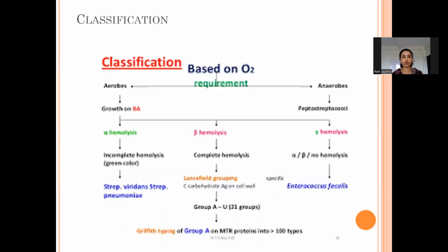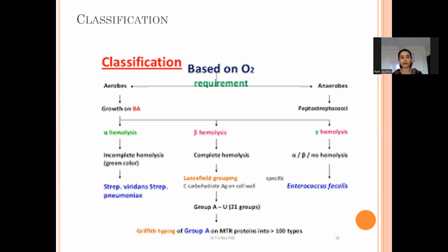You all already know that Streptococcus is a gram-positive organism arranged in the form of chains. And this is the first classification. First, I'm talking about the classification of Streptococcus. Classification is based on the oxygen requirement. The streptococci are classified into aerobes and anaerobes.